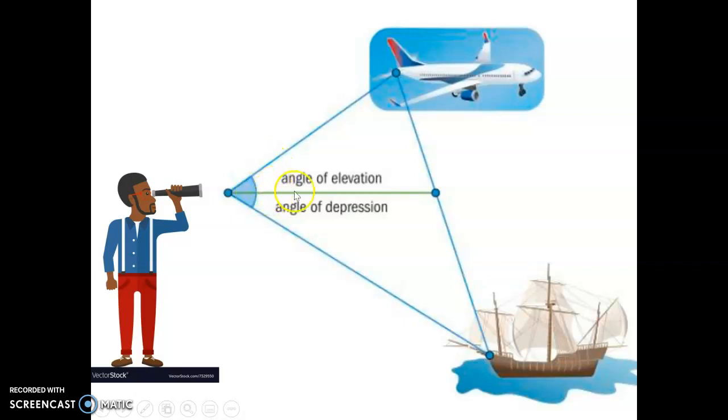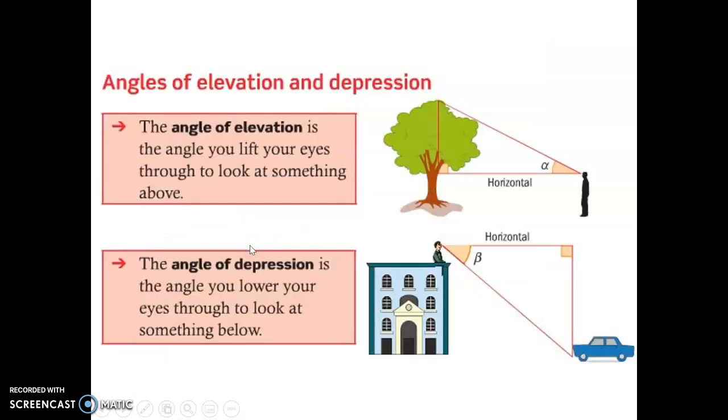That angle is formed between the horizontal line and the new direction of their sight. If you look down from the horizontal, that's called an angle of depression. So up from the horizontal and down from the horizontal. Let's take a look. So again, the angle of elevation is the angle you lift your eyes through to look at something above. So again, here's the horizontal.